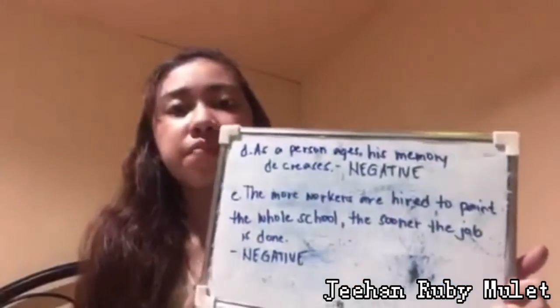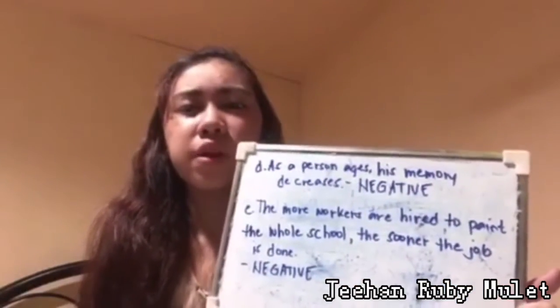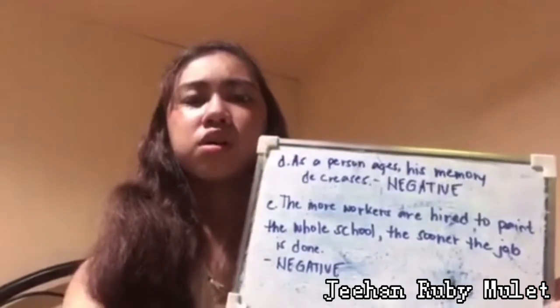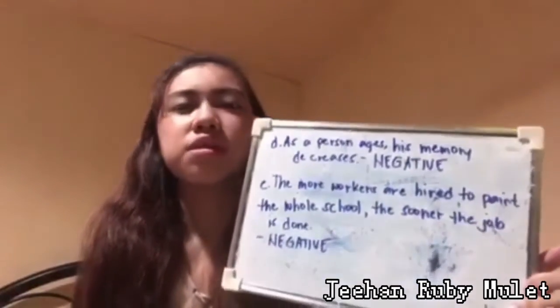Lastly, for letter E, the more workers are hired to paint the whole school, the sooner the job is done. My answer for this item is negative since the dependent variable states "the sooner the job is done." That phrase means there is only less time consumed in doing the job. So the keyword there is "less" or "sooner." So that is all for item number 1.